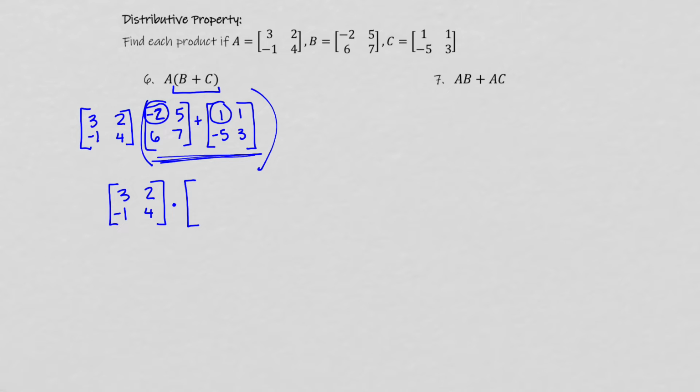So negative 2 plus 1 is negative 1. 5 plus 1 is 6. 6 plus negative 5 is positive 1. And 7 plus 3 is 10. So that's where I get that matrix. It's from adding inside the parentheses. Now I want to multiply matrix A times that new matrix.